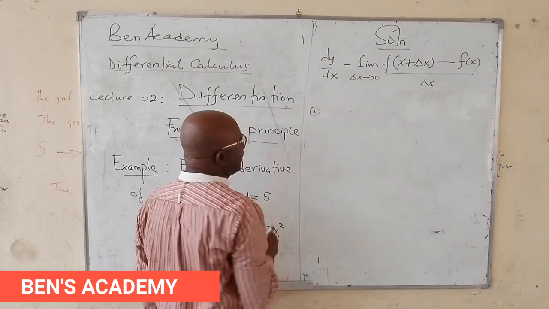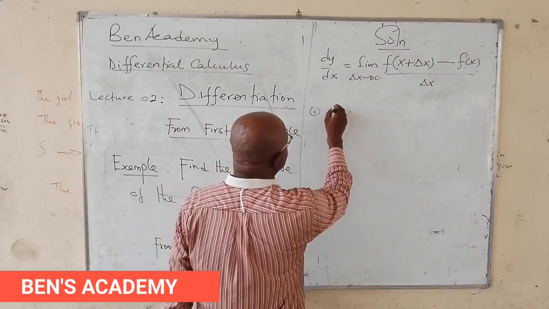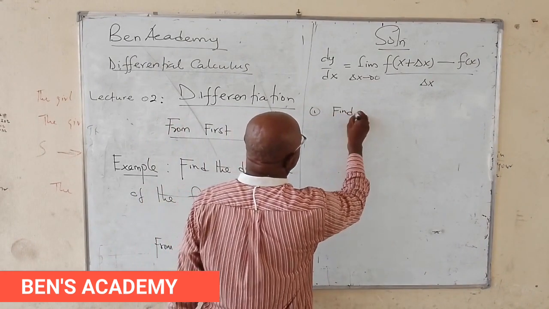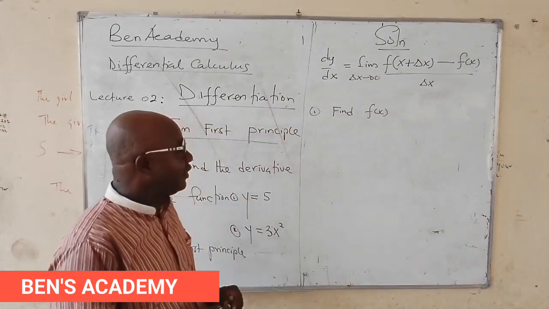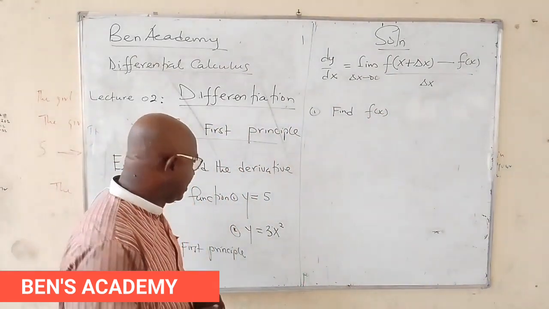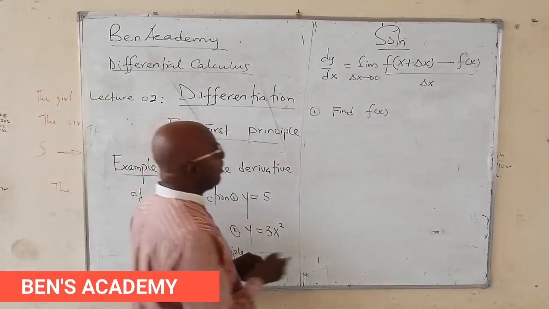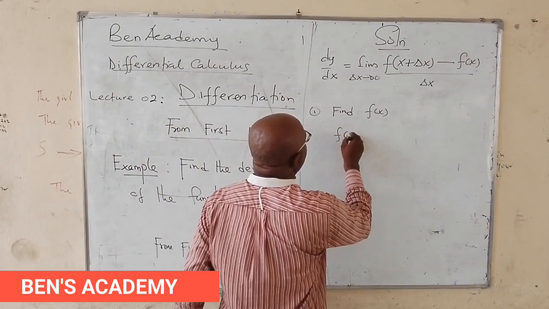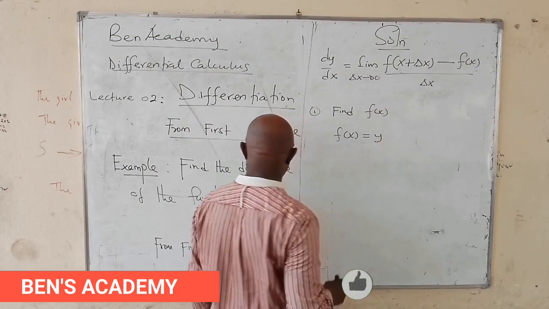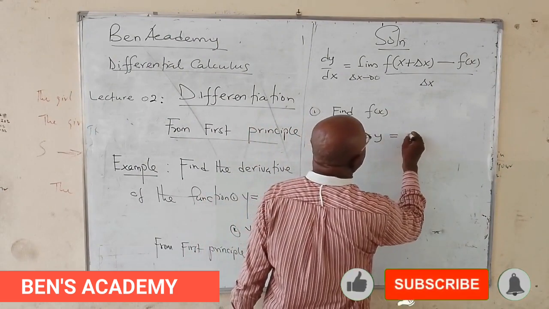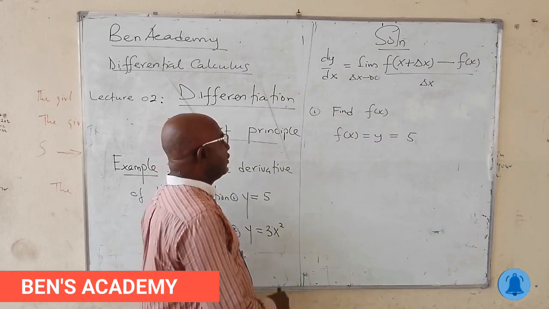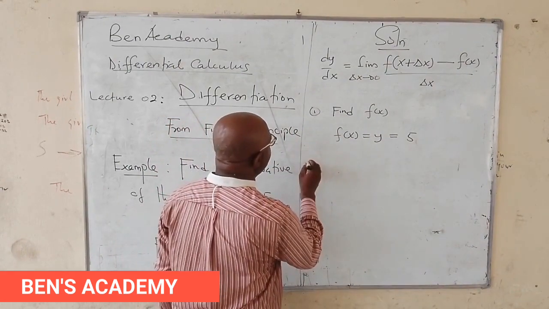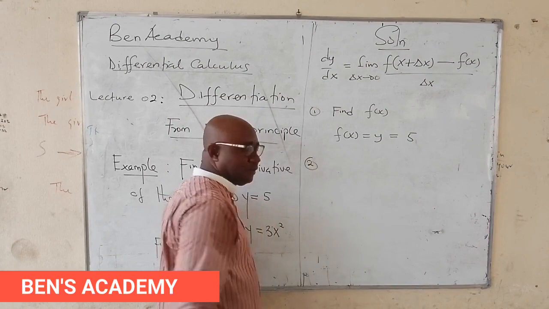The first problem is there, and the first step says find f of x. F of x will be given to you in any problem. And in this particular problem given to us, our f of x is y, and the y there is equal to 5. So that is given, and we are through with step 1.